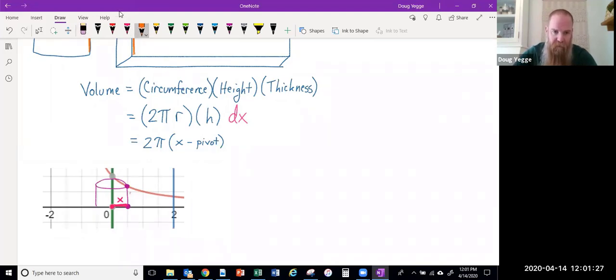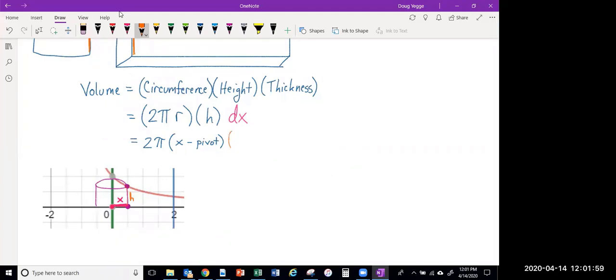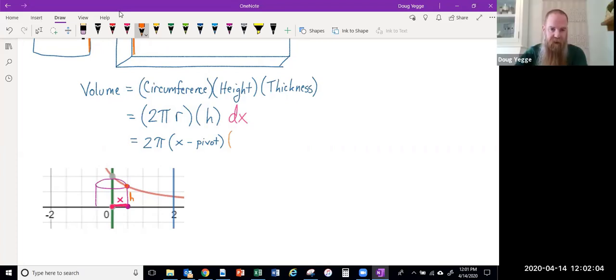And so now we need to figure out what the height of this function is. So how do we figure out the height of this shell? We already know the radius of the shell is going to be x minus the pivot, which in this case is x minus 0, okay? We already know that the width of this shell is literally the width of that little piece, which is so infinitesimally small that we refer to it as dx. But what is the height of this shell then? From the video, it was saying that the height is the original function. Yes, it is. Take a look at this. Isn't the height just top minus bottom? And isn't the top just the function?